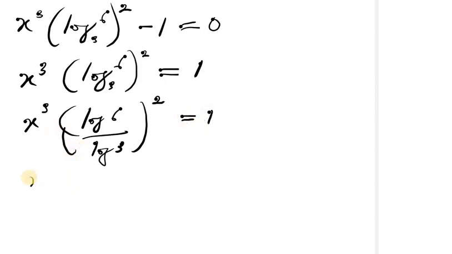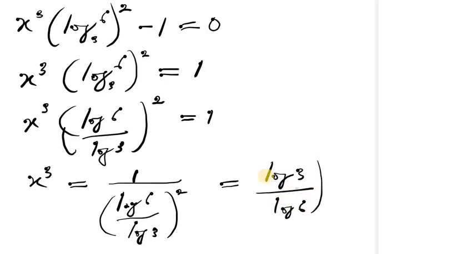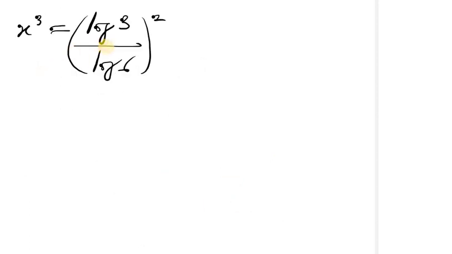So we are going to have x to the power of 3 equals 1 divided by log of 6 divided by log of 3, all to the power of 2. So this will be equal to log of 3 divided by log of 6, all squared. 1 divided by this will give you this. Now I have copied this down here, and the next thing is log of 3 divided by log of 6 is simply log 3 to base 6, so we have x cubed equals log 3 to base 6, all to the power of 2.